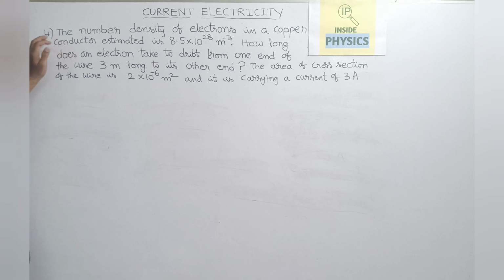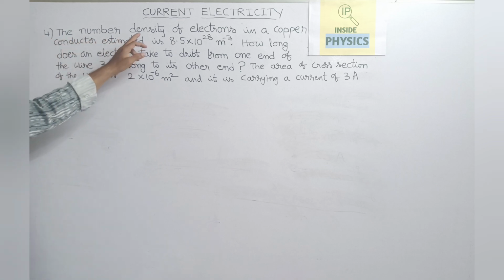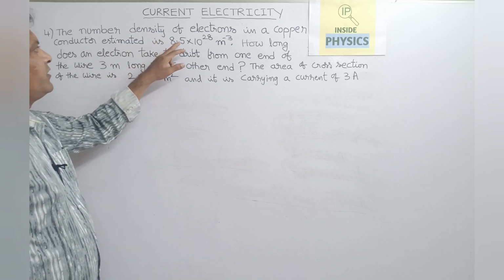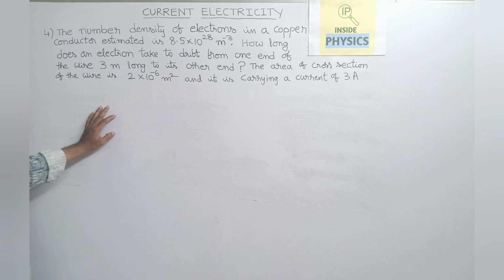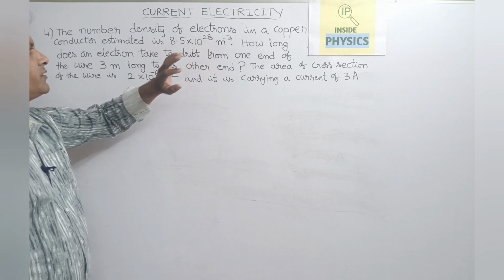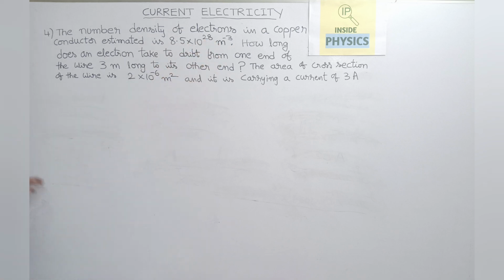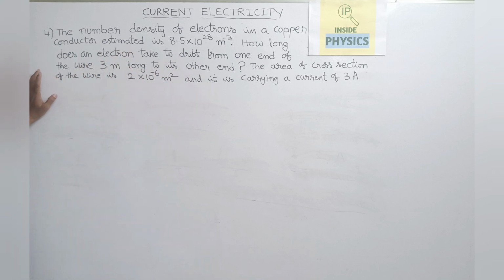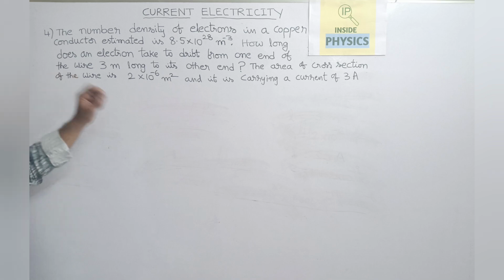Now we will see the fourth problem. The number density of electrons in a copper conductor is estimated to be 8.5 into 10 to the power 28 per meter cube. That means in a copper wire there are this many electrons, 8.5 into 10 to the power 28 per meter cube, that means per unit volume. So the question is, how long does an electron take to drift from one end of the wire 3 meters long to its other end? So the wire is 3 meters long, and the question is how long an electron will take to move from one end to the other end.